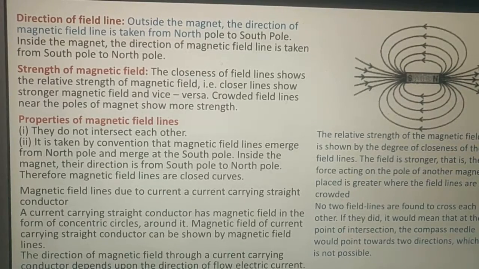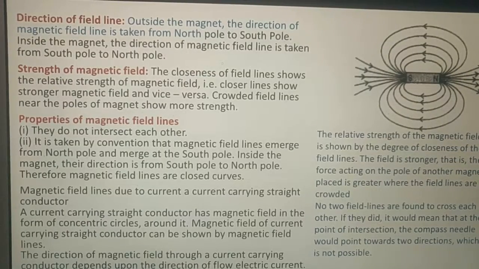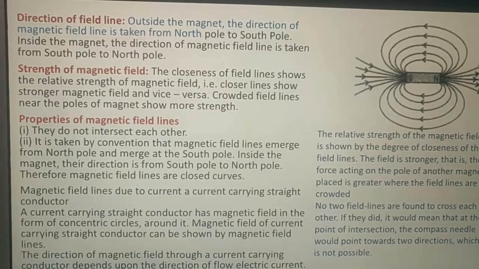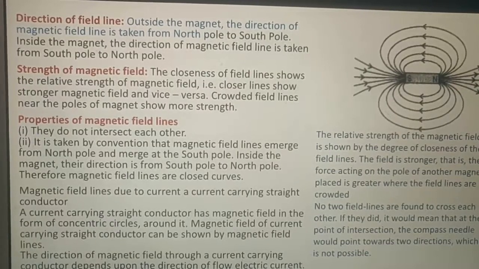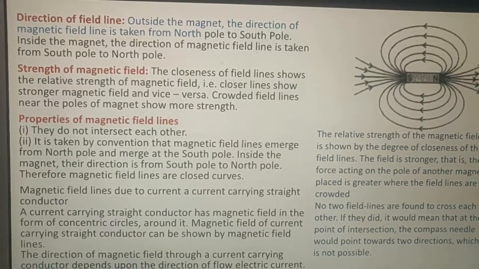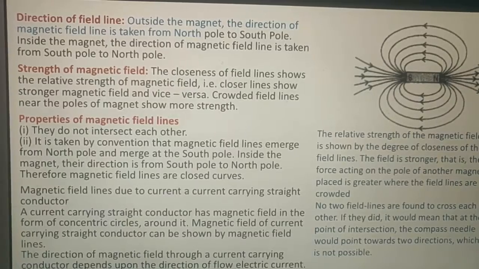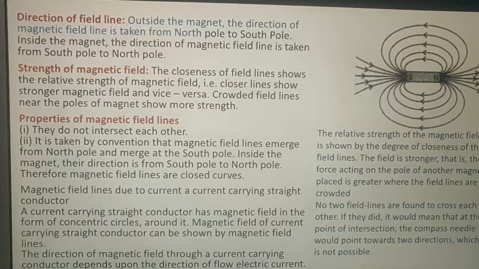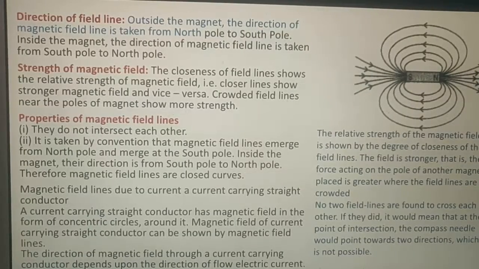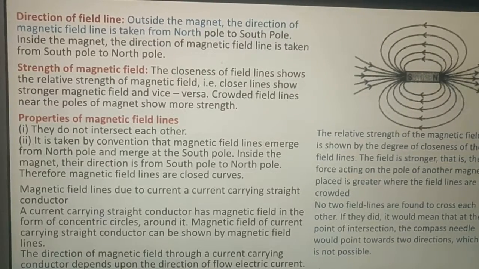Strength of magnetic field. The closeness of field lines shows the relative strength of the magnetic field. That is, closer lines show a stronger magnetic field and vice versa. The crowded field lines near the poles of magnets show more strength.